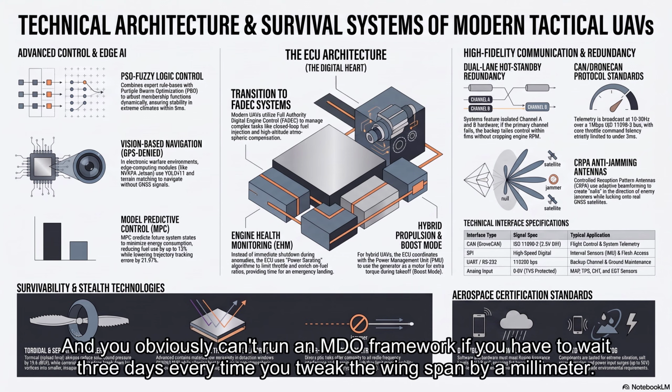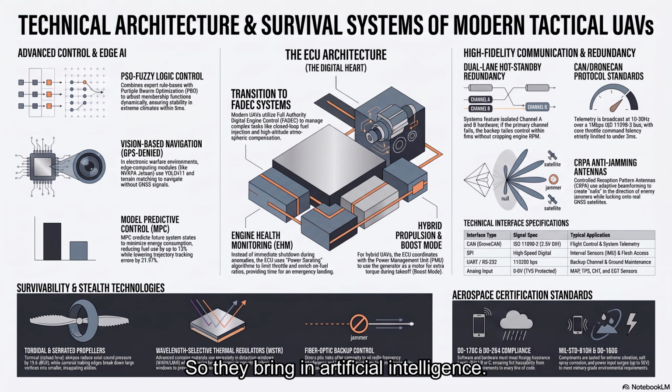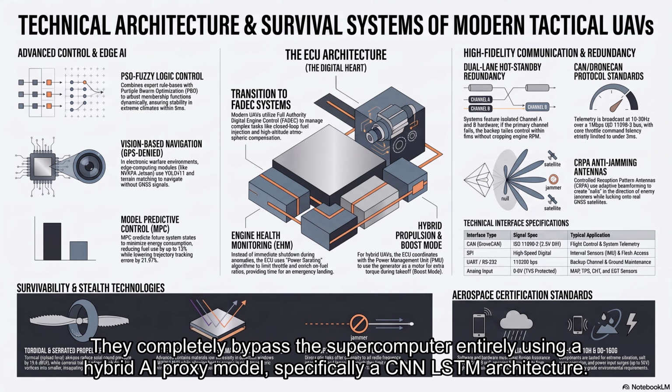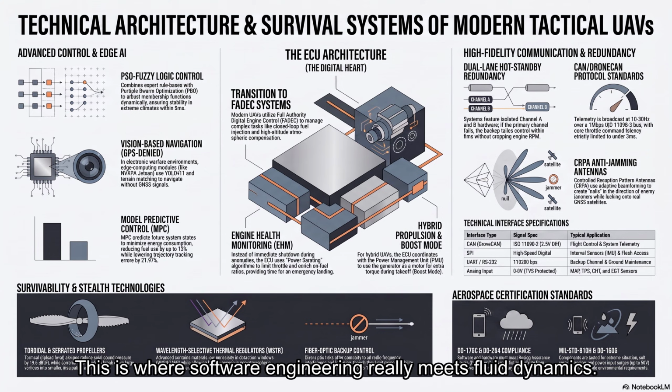And you obviously can't run an MDO framework if you have to wait 3 days every time you tweak the wingspan by a millimeter. So they bring in artificial intelligence. They completely bypass the supercomputer entirely using a hybrid AI proxy model, specifically a CNN-LSTM architecture. This is where software engineering really meets fluid dynamics.